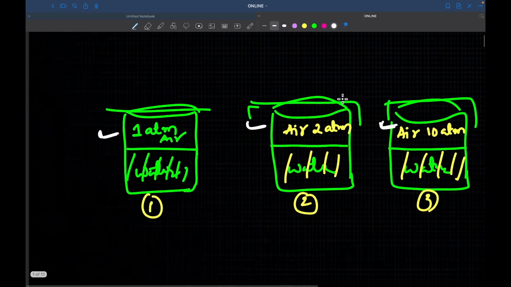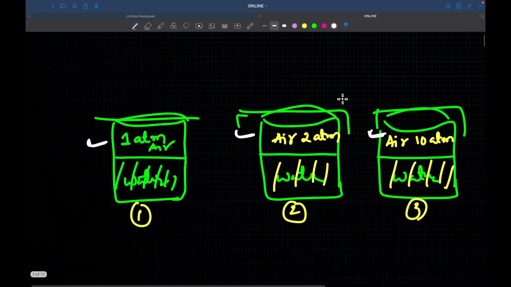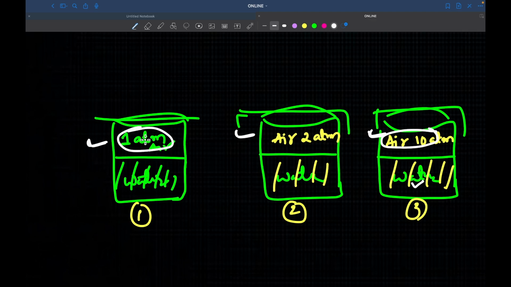So that is what Henry's law is, right? The higher the pressure of the air, the greater the amount of air dissolved in water. The lower the pressure of air in contact with the liquid, the lower the solubility, isn't it? So that's what Henry's law is.